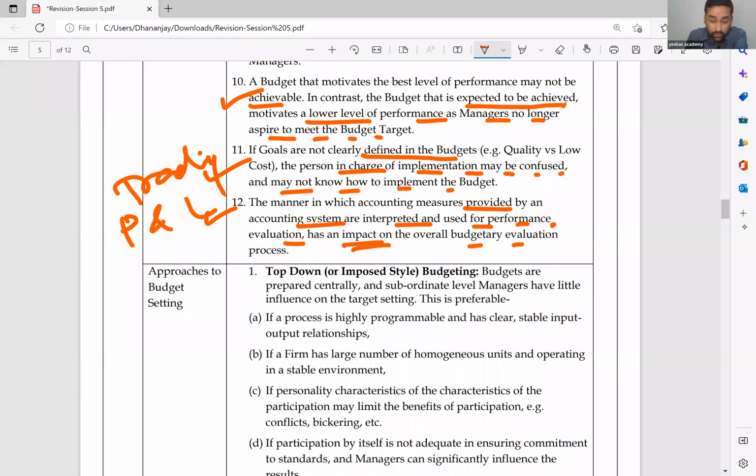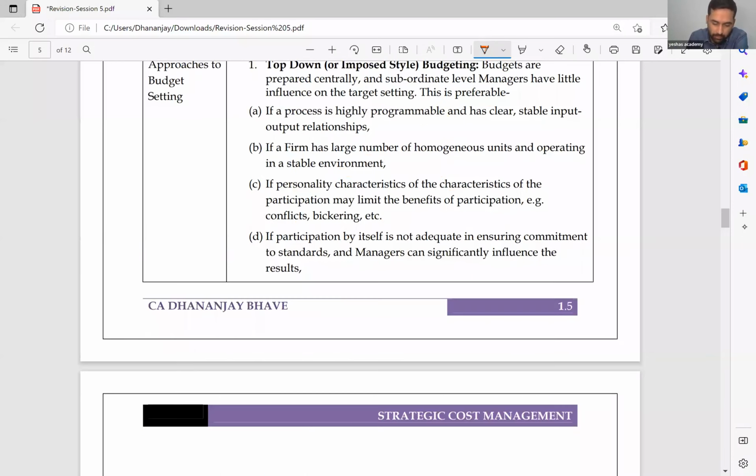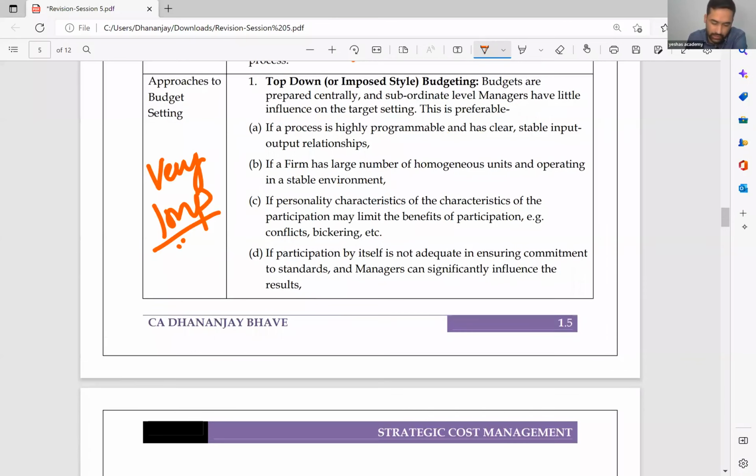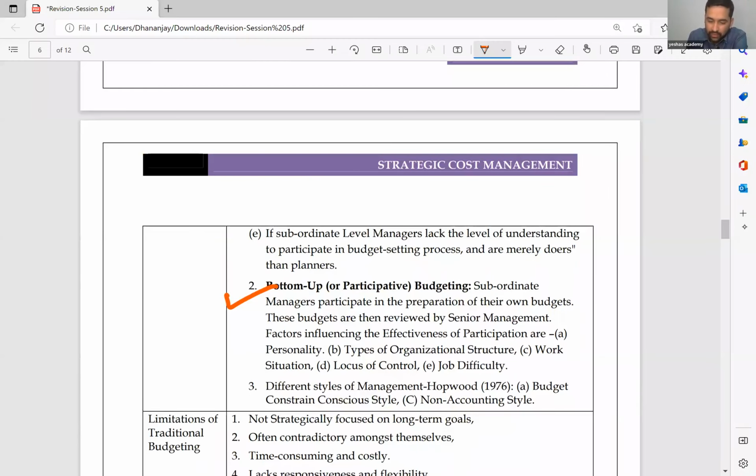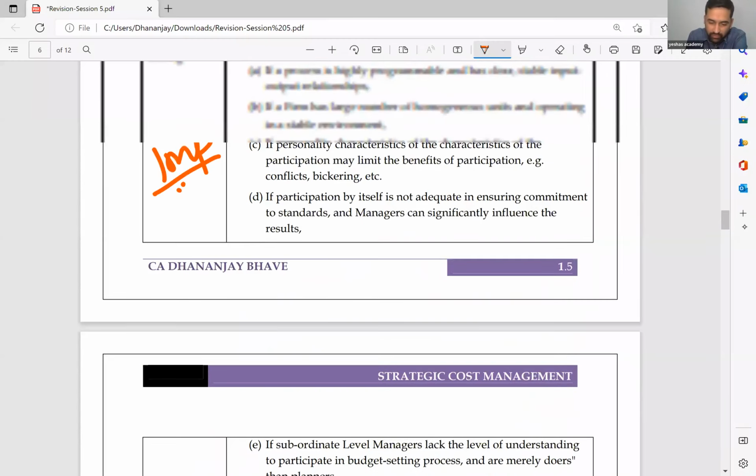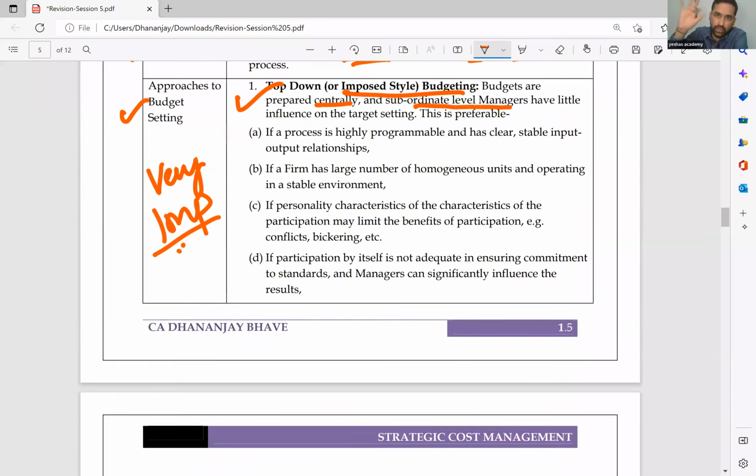Yes, another very important part of this chapter, approaches to budget. Top down, which is called imposed style, bottom up, which is participative style. First one, top down approach. Budgets are prepared centrally and subordinate level managers have very little influence on target setting. That means top management, the board of directors, they decide the budget. The bottom level managers, the subordinates, the ground level employees, they have no involvement in budget preparation.